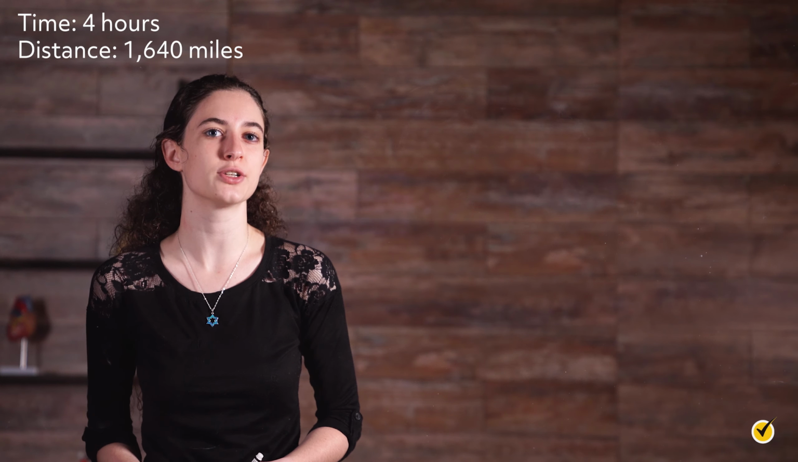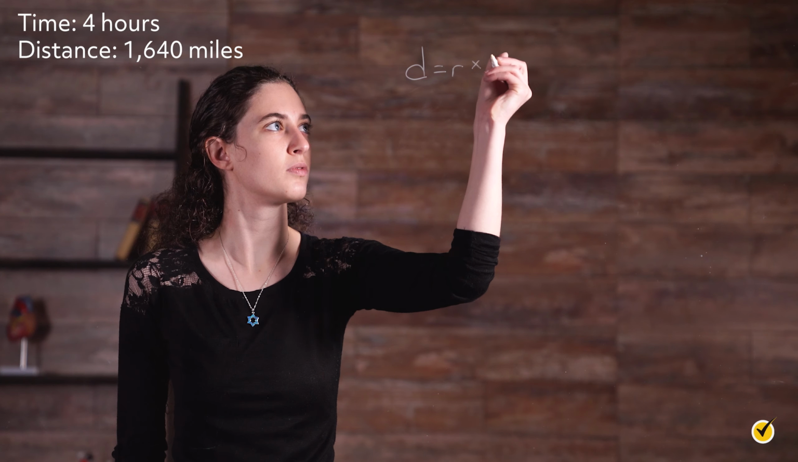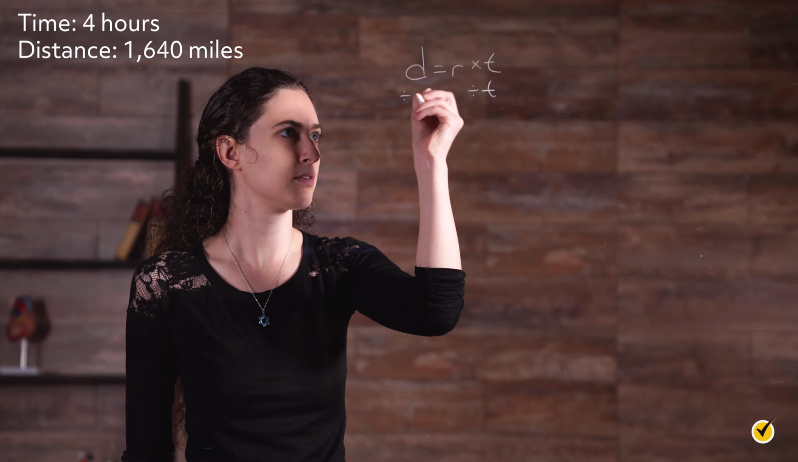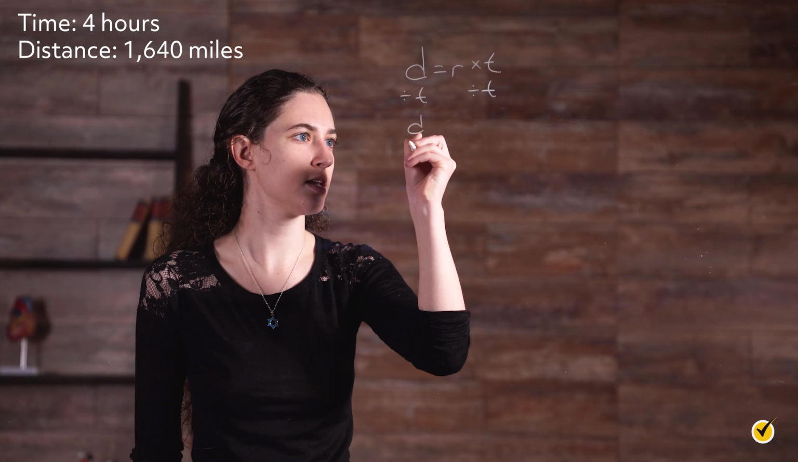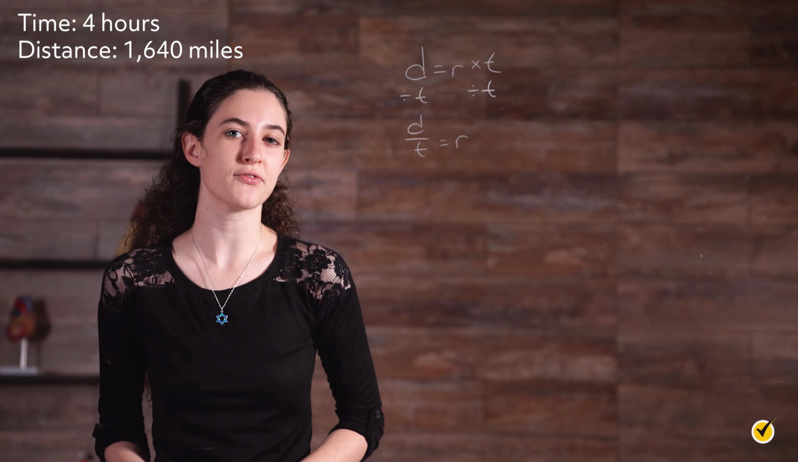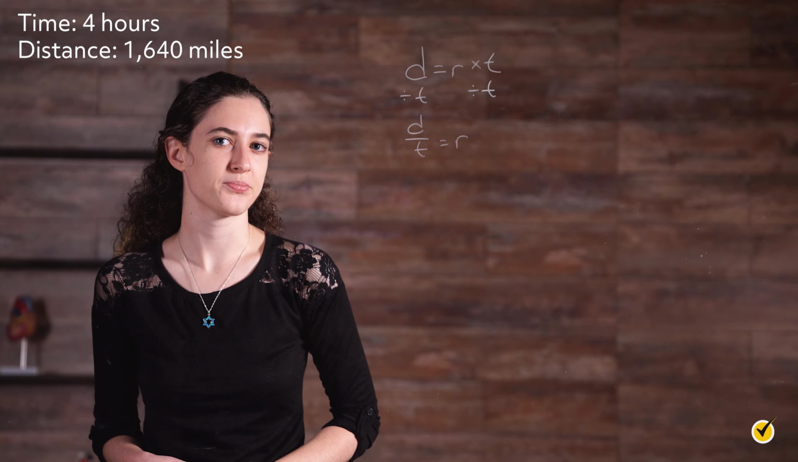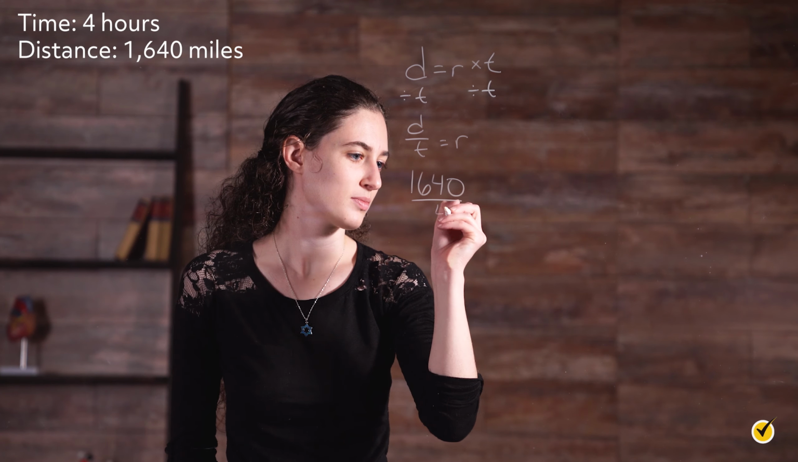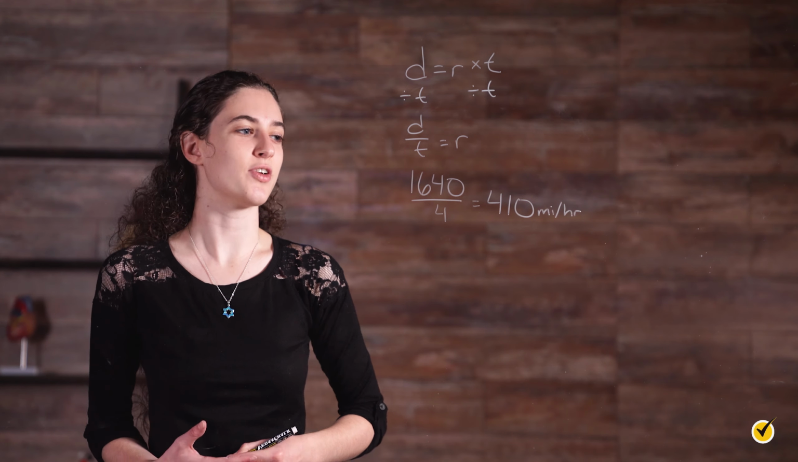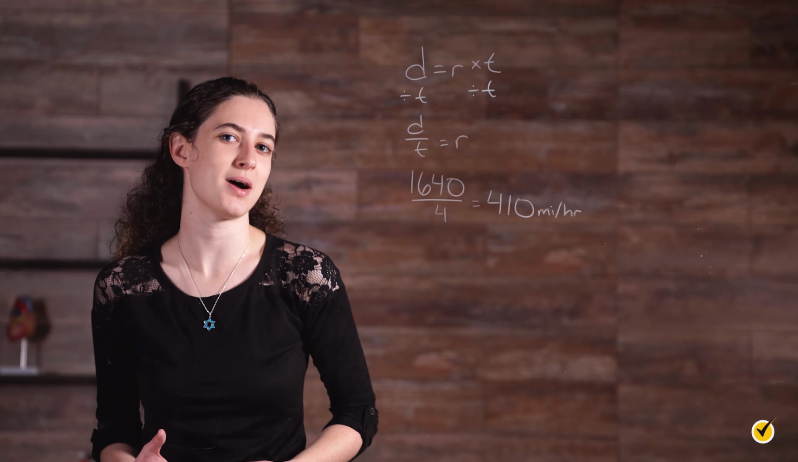The distance formula can be rearranged algebraically to solve for the variable r as shown. So you're going to divide by t on both sides. So you get d divided by t is equal to r. Now we can just substitute the information and solve for the rate of speed r. So we have 1,640 miles divided by 4 hours gives you 410 miles per hour.